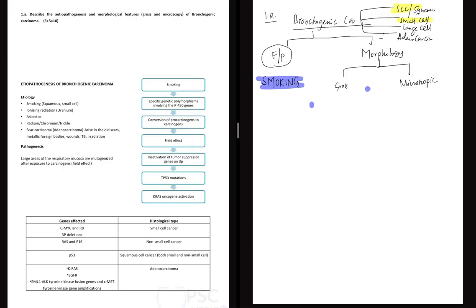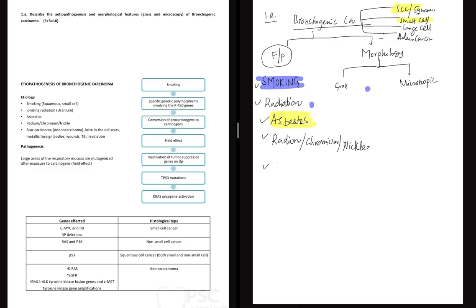Apart from that, there are other agents like radiation, mainly ionizing radiation, that is radiation carcinogenesis, and yes, occupational exposures like asbestos, where mesotheliomas are more common, and yes, inhalation of gases like radium, exposure to metals like chromium and nickel. They're also the risk factors for causation of bronchogenic carcinoma.